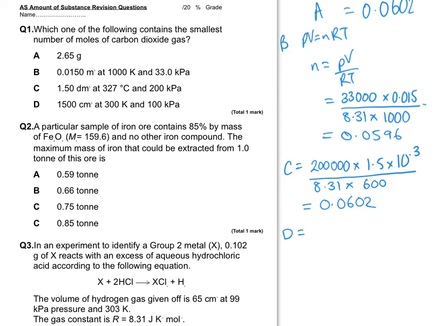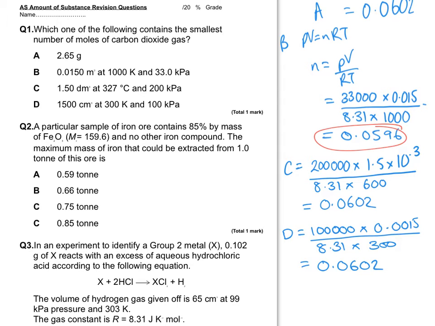Again for D, it's the ideal gas equation, so this time we've got 100,000 pascals. We've got our volume in centimetres cubed, so we need to divide by 1,000,000. And then we're going to divide that by the ideal gas constant times the temperature in Kelvin, which is already given to us in Kelvin. And that gives us a value of 0.0602. So the one that contains the smallest number of moles is going to be B. So B is our correct answer.